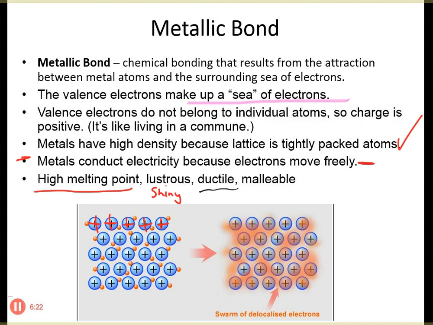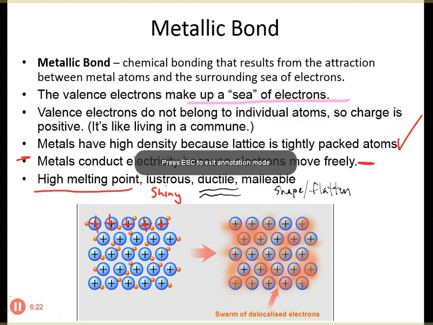Ductile: you can make it into fine wires, like the wires that conduct electricity through your earphones, through your phones, things like that. And malleable: you can shape, bend, and flatten them. We can flatten them into sheets like aluminum foil. We can shape them into other metallic structures.